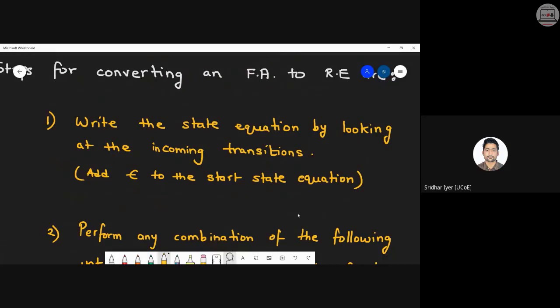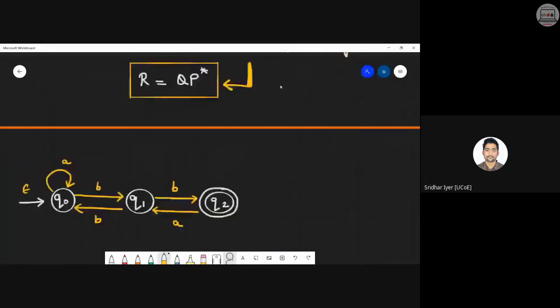Yes or no? You have to write the state equations. So first of all, we have these three states, Q0, Q1, and Q2. You have to write the state equation of each of these states by looking at the incoming transitions. How to do it? Let me tell you.